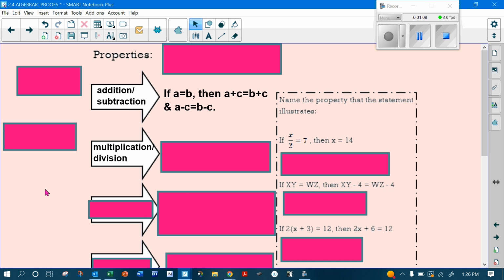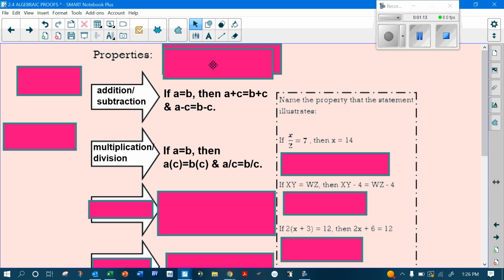Okay, multiplication and division is the next property. And if A is equal to B, then A times C equals B times C, and A divided by C equals B divided by C. So notice that if A is equal to B, so if they're the same number and you multiply both sides by the same number, they're going to stay equal. I mean, it's kind of common sense.